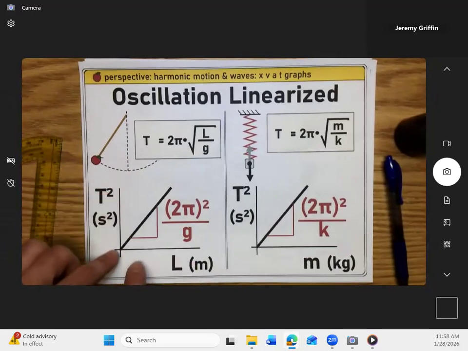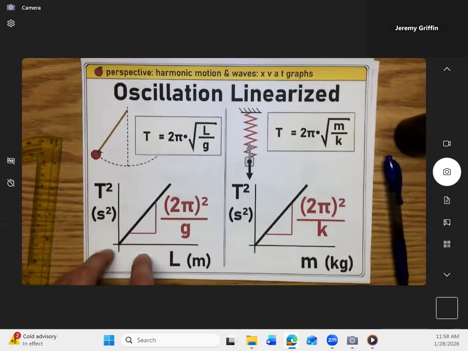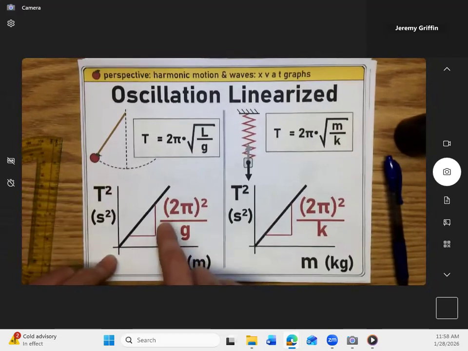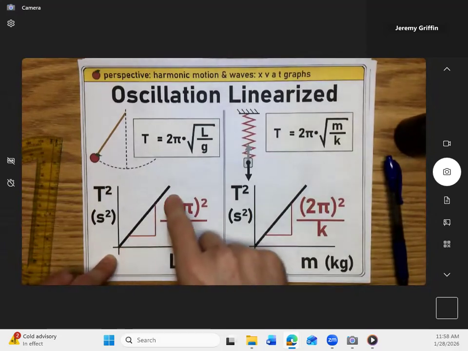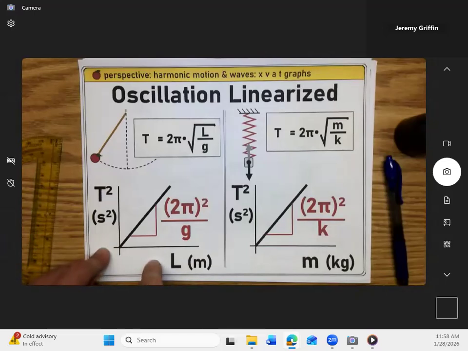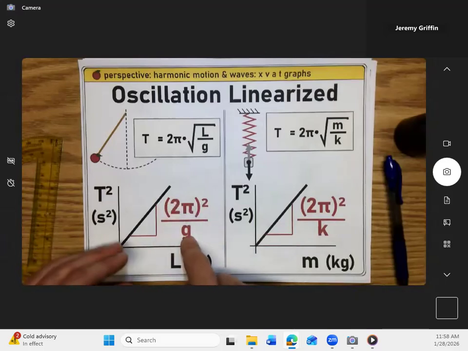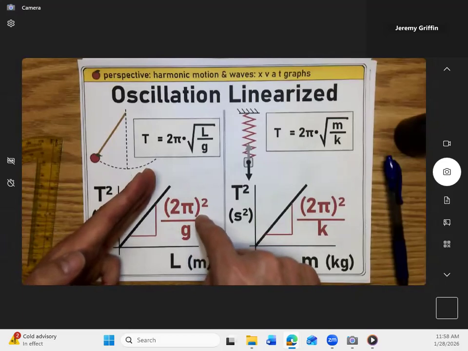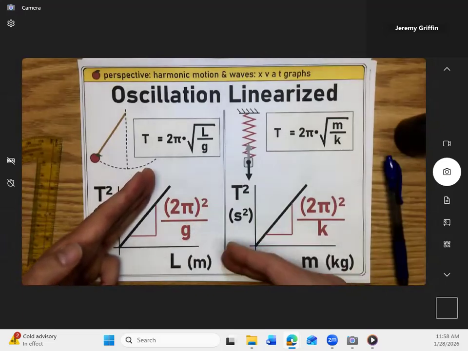Guys, you could do t squared versus L. It'll still linearize. Guys, look up here. Okay. It'll still linearize. In fact, this looks like the graph that we put together yesterday. But the slope is not exactly the gravity field. It's equal to this fraction. Now, you could still solve it this way, but whatever the slope is, you set equal to 2 pi quantity squared over g, and then you could solve for g. You could do it that way.